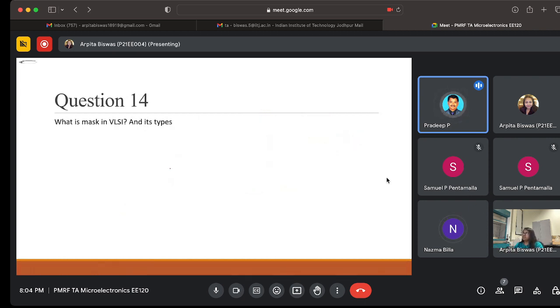Then what is a mask in VLSI and its type? We have already discussed the mask. From the mask, the pattern is transferred onto the wafer surface. Okay. So now tell me, what is the mask? What is the work of it? And the types of mask.